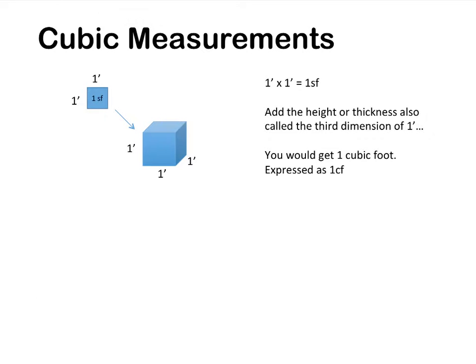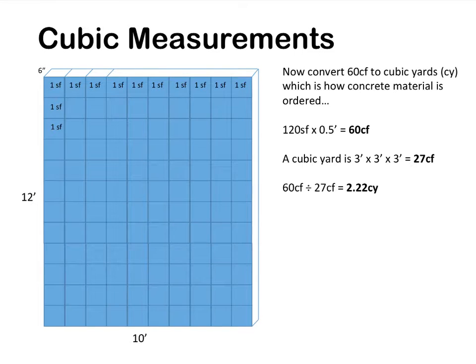Cubic measurement is nothing more than adding the third dimension. We have 1 foot times 1 foot gives you 1 square foot. Make it a foot thick, and now we have 1 cubic foot. To convert cubic feet into cubic yards, we divide by 27 cubic feet. That's how many cubic feet are in a cubic yard. So here in this example, we had 60 cubic feet divided by 27 cubic feet, and we end up with 2.22 cubic yards.